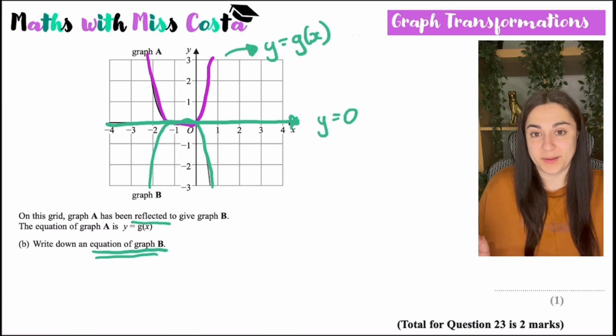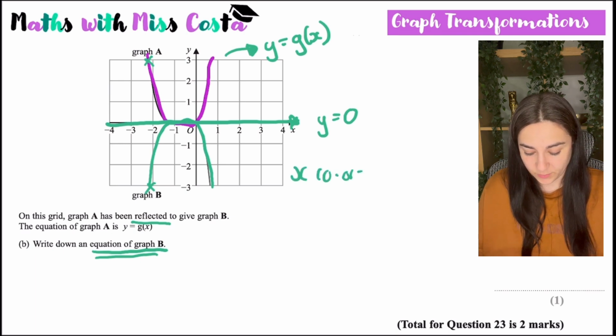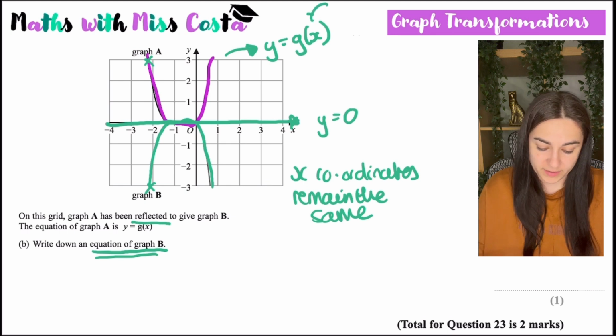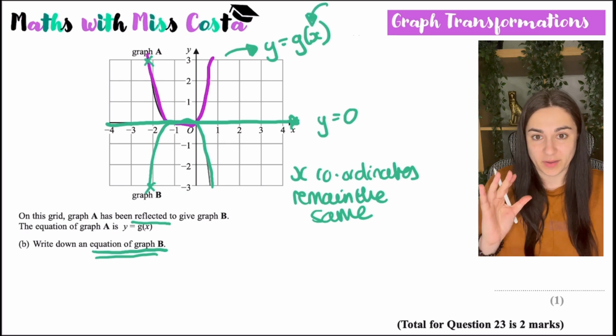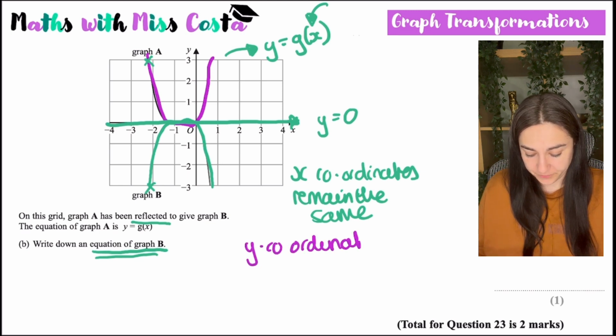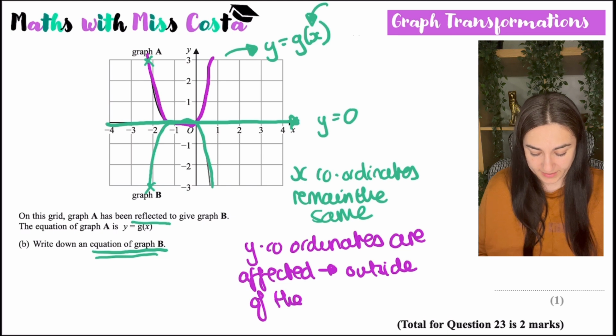So let's have a look at what has been affected. Now in each of these reflections, my x coordinates, so if that one here is a mirror image of this one here, my x coordinates remain the same. So therefore I know that I'm not going to be affecting anything inside the bracket. I'm only affecting the y coordinates, and when the y coordinates are affected, that's dealing with things outside of the bracket.